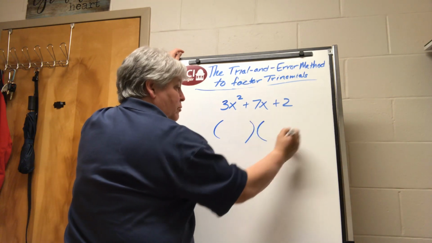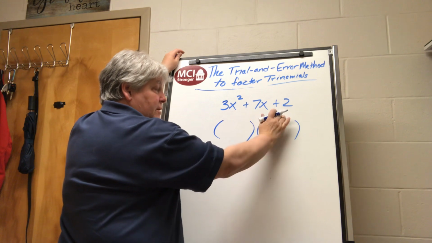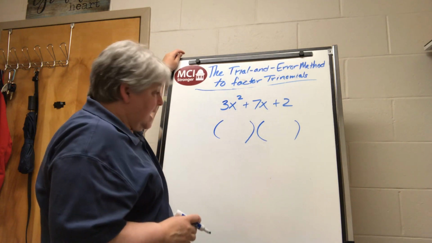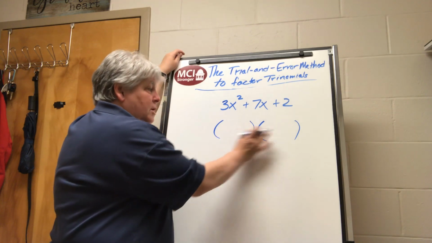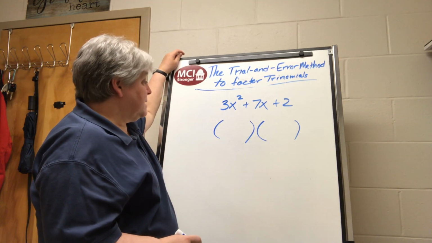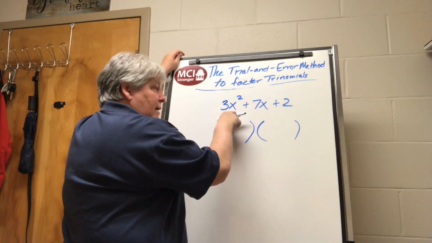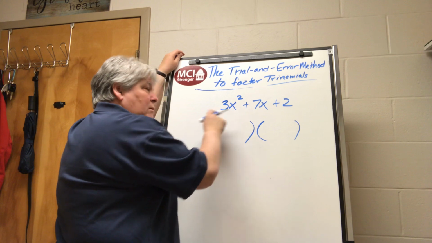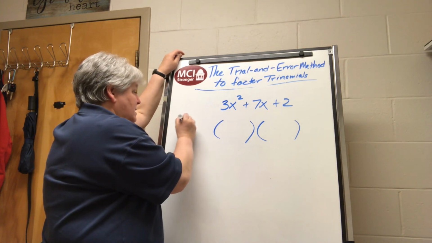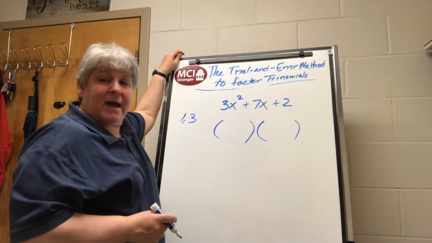I'll go ahead and put two parentheses. I know they multiplied two terms by two terms to get this. So I'm going to put up these two parenthesis sets, and I'm going to put them big enough to hold two terms in each. Now, do you remember that the firsts have to multiply to give you the 3x squared? Well, there's not many ways to get 3 with multiplication. 1 times 3. I don't think there are any more factors of 3.